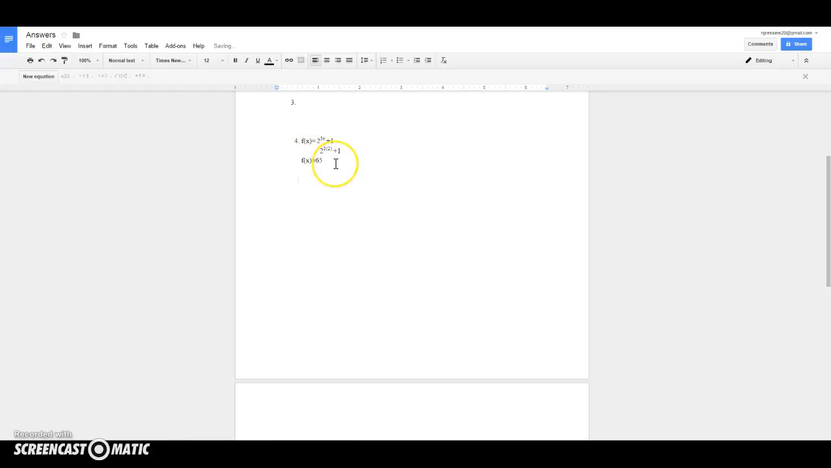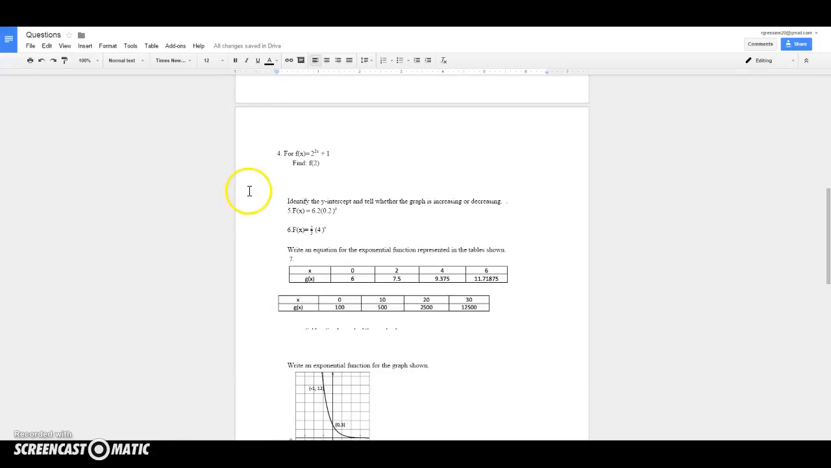Number 4 done, we're moving on. Number 5. Since we don't have time left, we're just going to go over one. Now I'll go over this one quickly. We have f of x equals 6.2 times 0.2 to the x, and we're looking for the y-intercept. It's really simple.